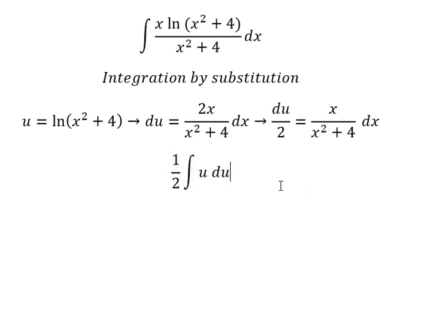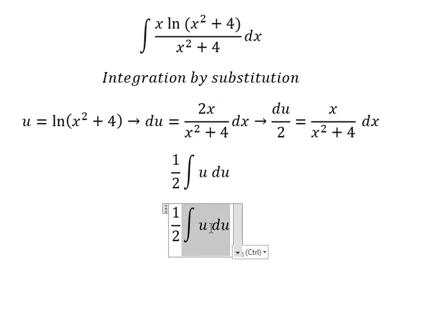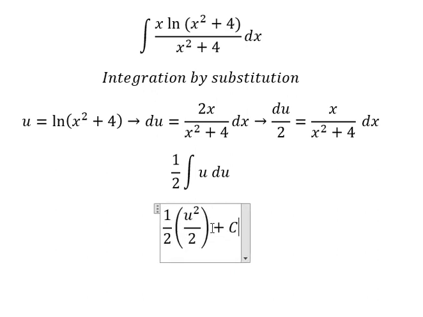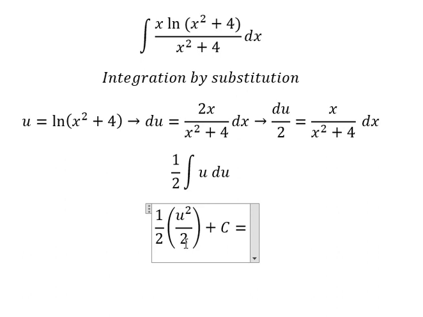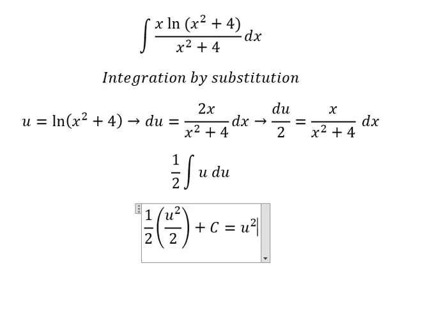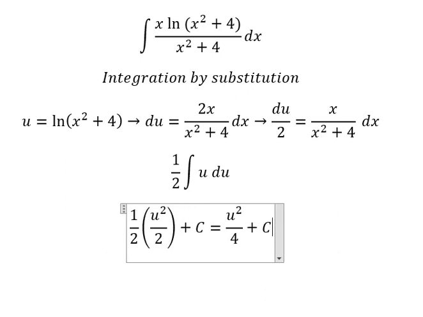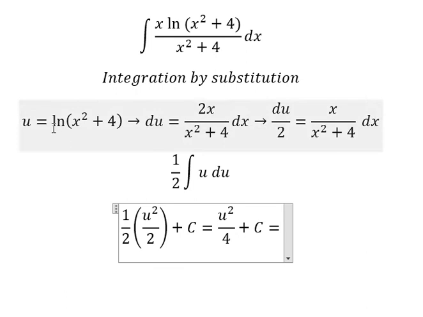The integration of u, we have u squared over 2. Number 2 and number 2, you get 4. And we put plus C. About u, that's this one.